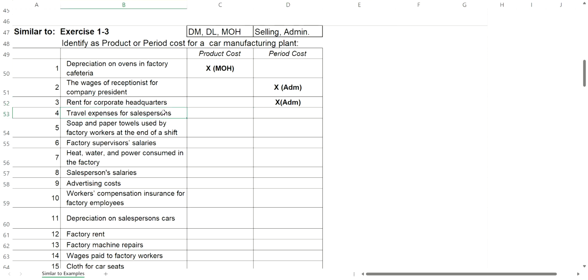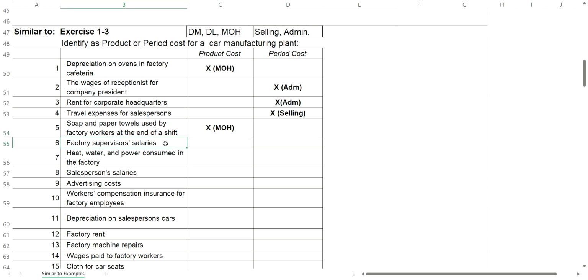Travel expenses for our salespeople would be a selling expense, and that would fall under period cost. So I will put an X here, and I will note that it is a selling expense. Number 5, soap and paper towels used by factory workers at the end of a shift. This is in the factory, so that would be part of manufacturing overhead, which is a product cost. So I will put that in the product cost column and note manufacturing overhead.